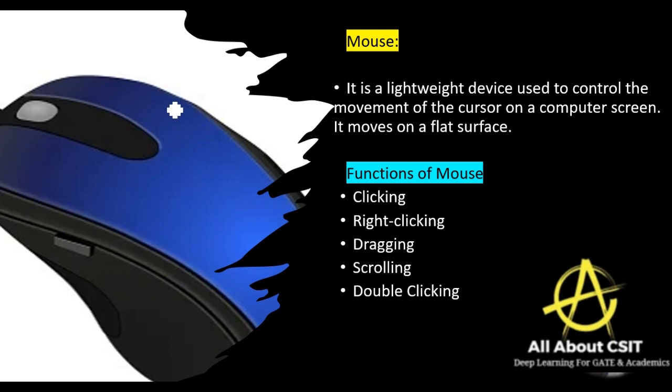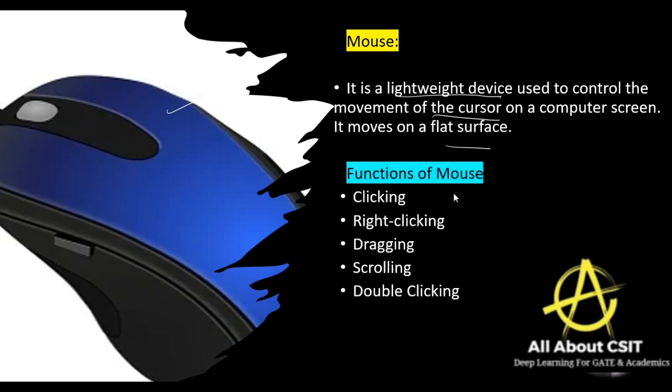So this is our general mouse. You all know that this is a mouse. It is a lightweight device. Here I am showing the mouse. It is a lightweight device used to control the movement of the cursor. With the help of the mouse, I control the cursor on a computer screen. It moves on a flat surface. Remember, students, you have to place the mouse on a flat surface, then only it can perform the operation, because with the help of the trackball it works on a flat surface.